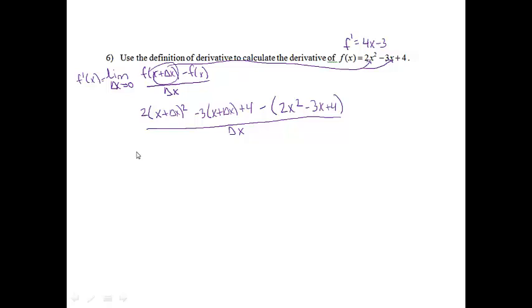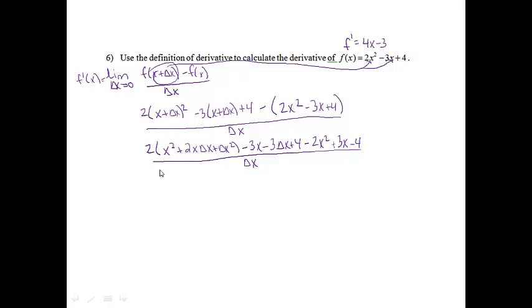Okay, and now from here we're just going to work on cleaning it up. First thing I'm going to do, you could either write this twice and distribute it, or you could use Pascal's triangle. Either way, you should get x squared plus 2x delta x plus delta x squared. Getting rid of my parentheses, I should have minus 3x minus 3 delta x plus 4. Distributing the negative sign inside of my parentheses, I'll have minus 2x squared plus 3x minus 4. Still all over delta x.